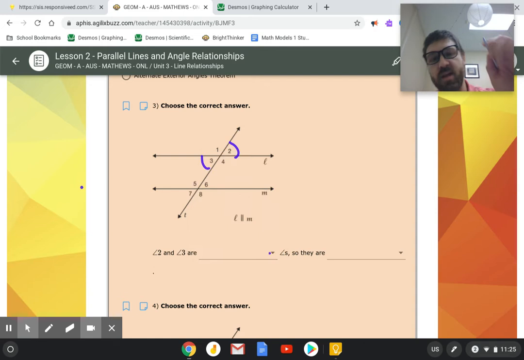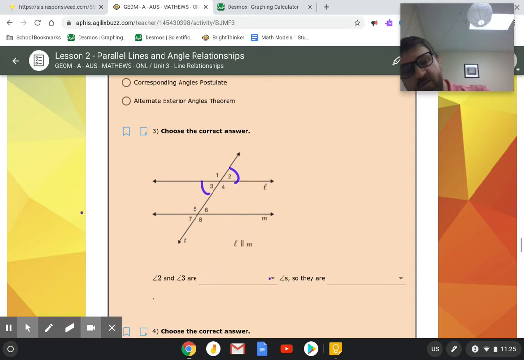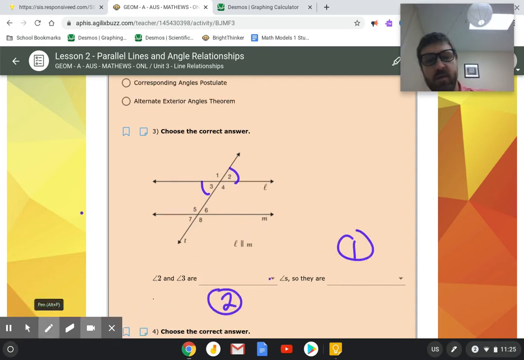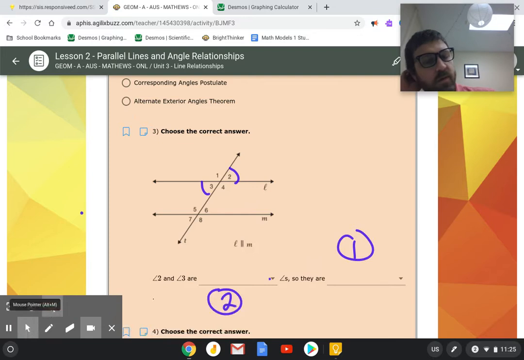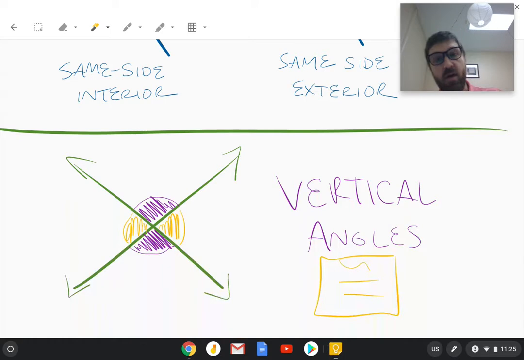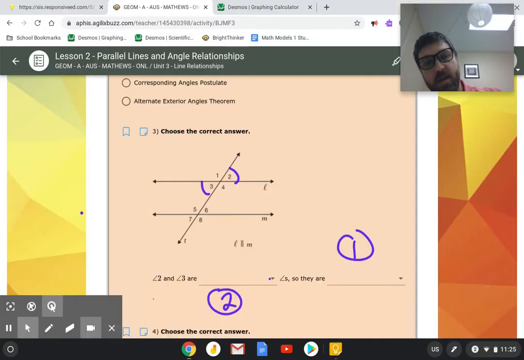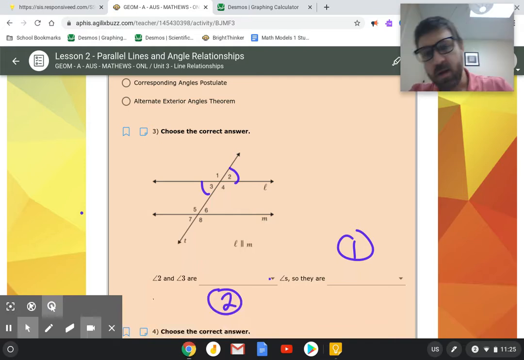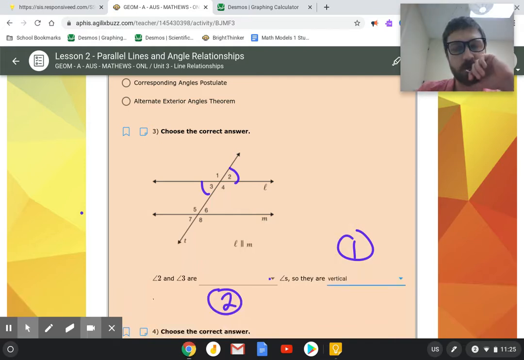So I would actually do this blank first and then do this blank. So what I mean by that, and I'll just do this as an example, I need to decide 2 and 3. What is their relationship? They are vertical. I'll just tell you right now, they are vertical. So we can see that because they are at an intersection point and they're together across the vertex, across the intersection point from one another. So I'm going to automatically choose vertical angles.